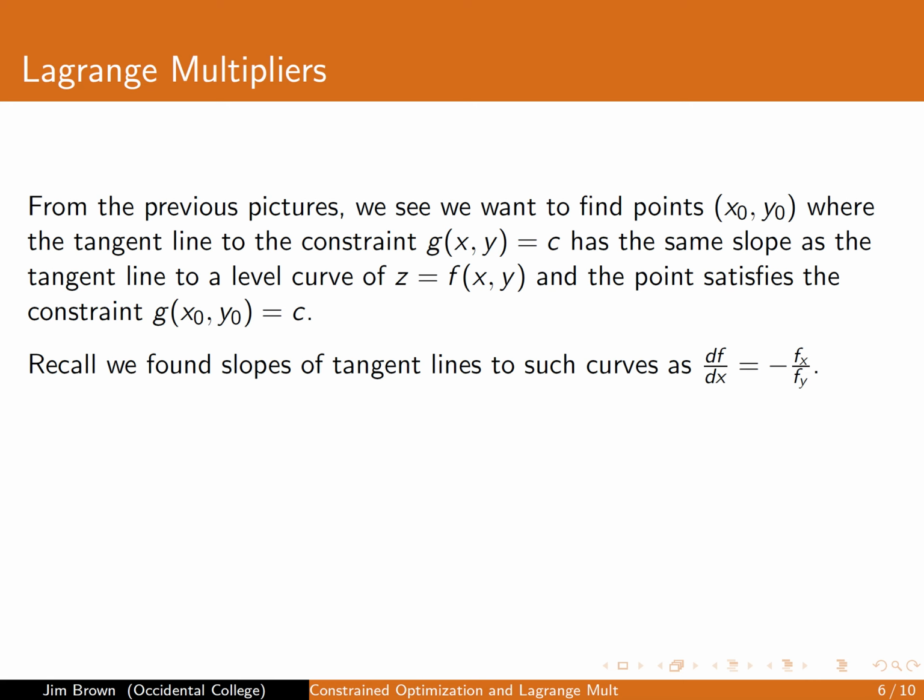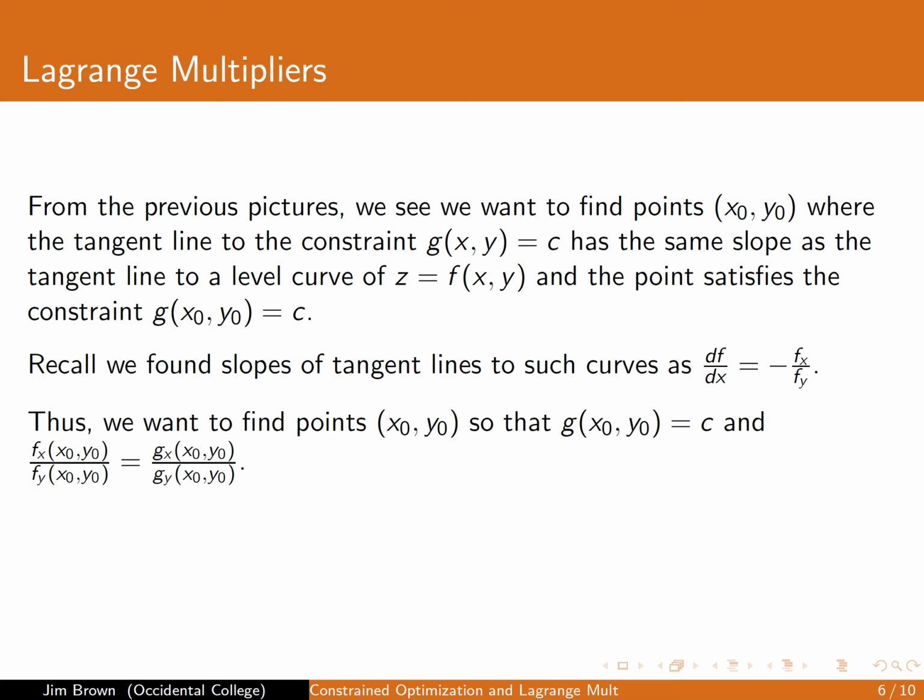Remember when we did the chain rule of multiple variables, and then we talked about it in the related rates and implicit differentiation section, we saw that if we wanted tangent lines to level curves, or just curves g of x, y equals c, the slope of the tangent line at any point was negative the partial derivative with respect to x over the partial derivative with respect to y. If you don't remember that, it's good to go back and review it.